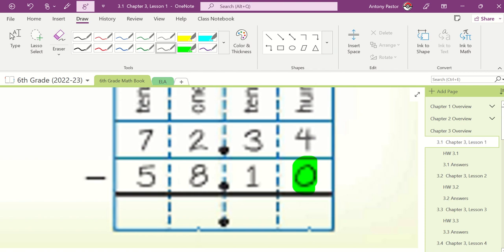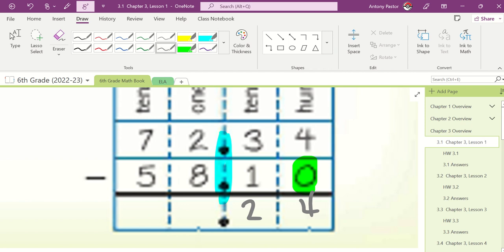4 minus 0 will be 4. 3 minus 1 would be 2. The decimal is lined up. As we did with the addition, we have to line up the decimals. Now we have a trick here, or we have a problem. 2 minus 8, I cannot do.